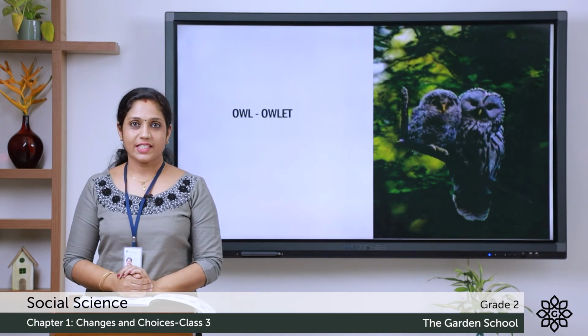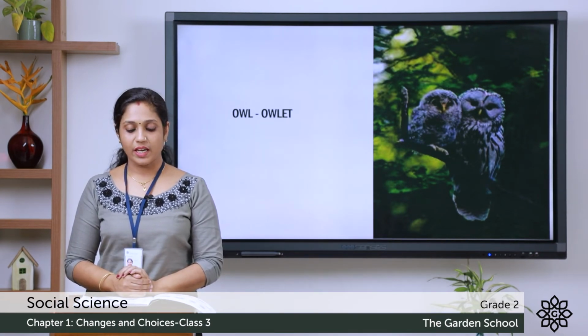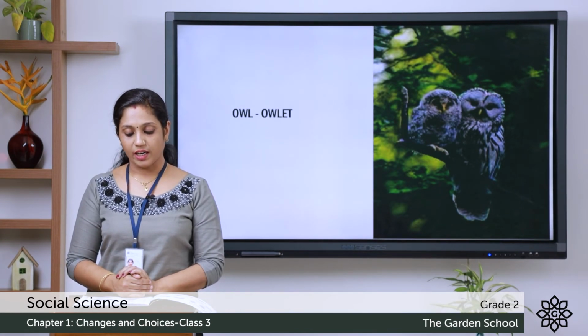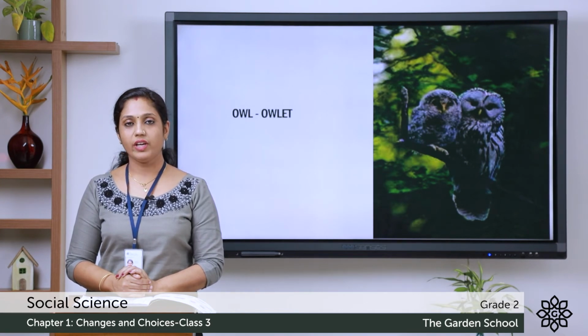Let's move on to the next exercise. We can see, match the baby animals to their parents. In row A, you can see ducklings, kitten, puppy, and calf. In row B, you can see cow, dog, cat and duck. Now we have to match it.